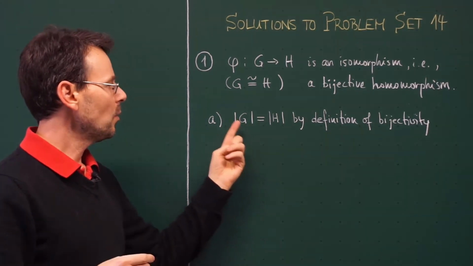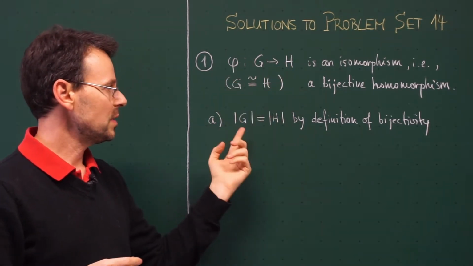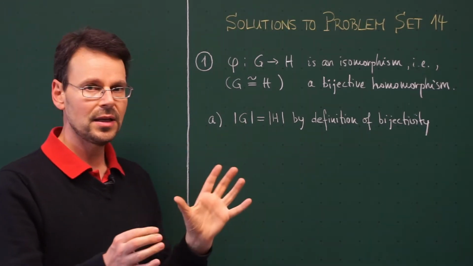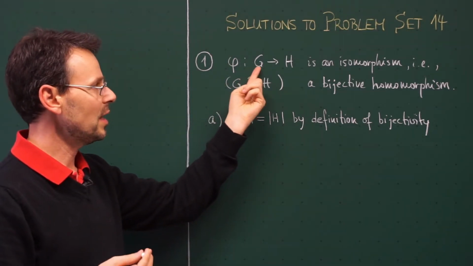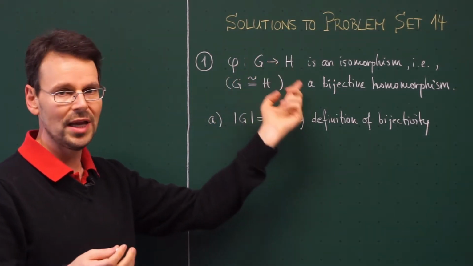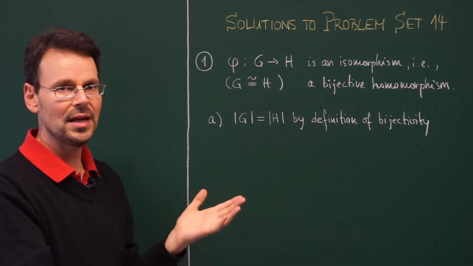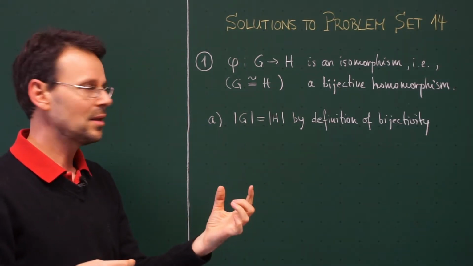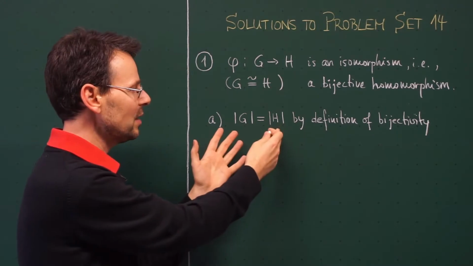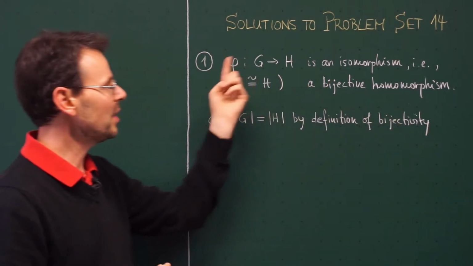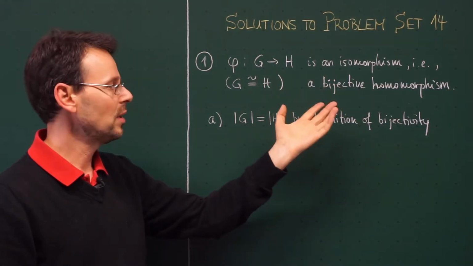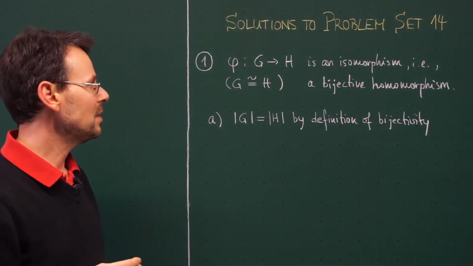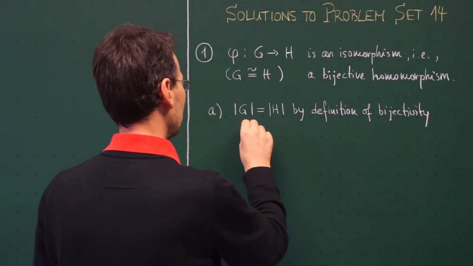So first of all, why is the cardinality of those groups the same? Well, simply by definition of bijectivity, because in the finite case it is simple. If, say, G has 8 elements and we have a bijective map to H, then of course H also has 8 elements. So clearly they are of the same order. But in the infinite case, having the same cardinality actually means that there is a bijective map from G to H. So this here has nothing to do with the fact that phi is a homomorphism, but simply that phi is a bijective map.